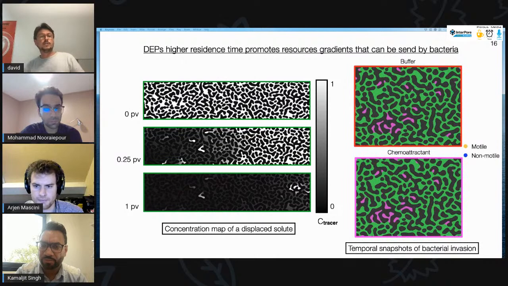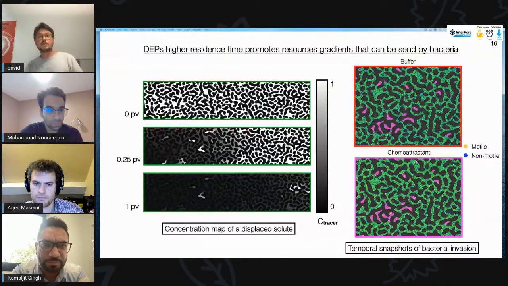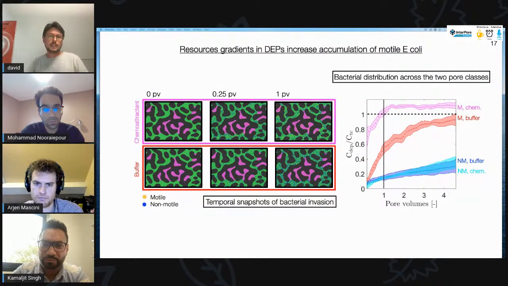So in this experiment, we injected a mix of motile and non-motile cells suspended in a motility buffer, but displacing a resident solution of an amino acid, serine, which is a chemoattractant for E. coli. So E. coli is attracted by gradients of concentration of this amino acid. We recorded the temporal displacement of the bacteria across the 2 pore classes, which you can see here in the 2 animations, and quantified it. The plot on the right now shows the ratio between the concentration of the bacteria in the dead-end pores versus the concentration in the transmitting pores.